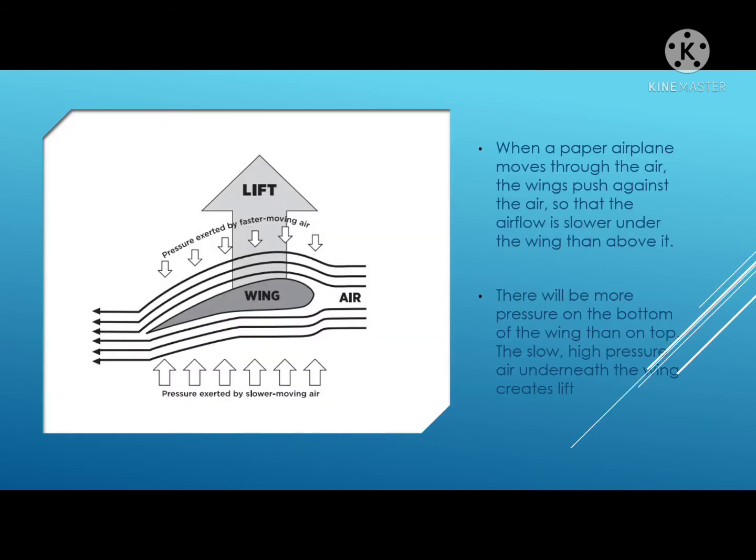Let's see how Bernoulli's principle works on a paper airplane. When a paper airplane moves through the air, the wings push against the air so that the airflow is slower under the wing than above it. As a result, Bernoulli's principle tells us that there will be more pressure on the bottom of the wing than on the top. The slow, high pressure air underneath the wing creates lift.